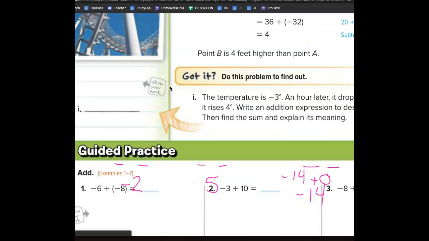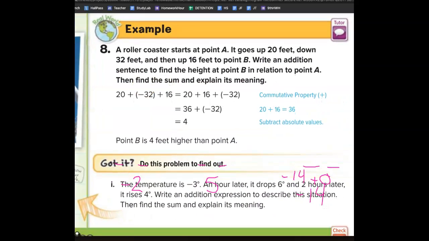Okay, on the next page, the last example that I have for you is a roller coaster. So I'm going to draw it for you. So we have a roller coaster. It starts at point A. It goes up 20 feet. It goes down 32 feet. And then it goes back up 16 feet. Okay, and lands at point B. It wants us to write an addition sentence to relate A to B and then solve it.